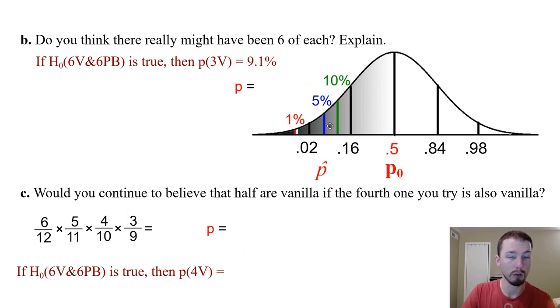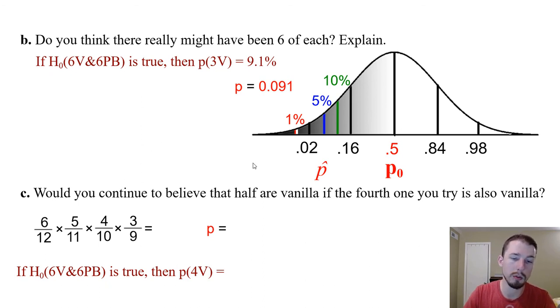Now, that is rare, and if we set an alpha level of 10%, yeah, that would be enough evidence to suggest that there's not actually 6 vanilla and 6 peanut butter. But if we set an alpha level of 5%, then no, that would not be unusual enough because our p-value is greater than our burden of proof of 5%. We need to be in the top 5%, but we were only in the top 9%, 9.1%.